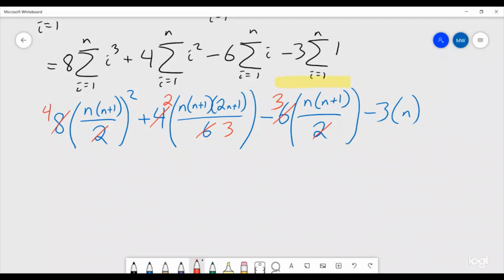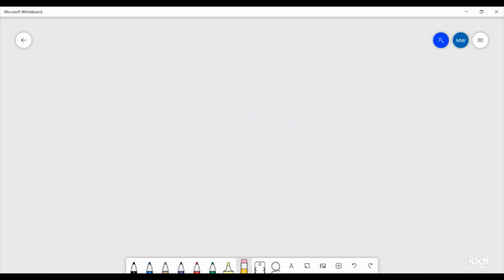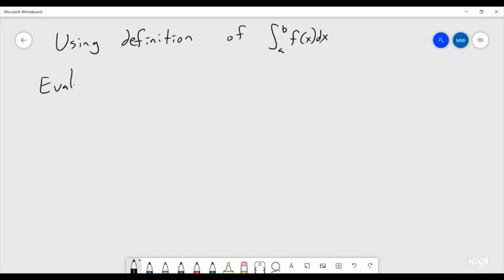So now that we've talked about sums a little bit more, let's go over definite integrals. So, using the definition of the integral from a to b of f of x dx, evaluate the following. Evaluate the integral from 1 to 4 of x squared plus x plus 2 dx. How would we do that?